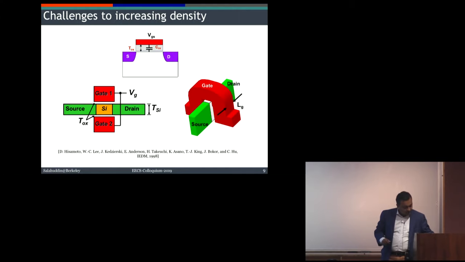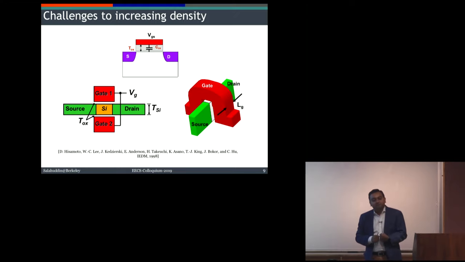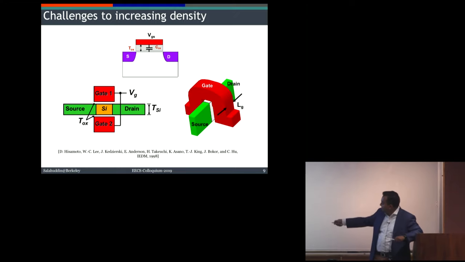Another way would be to effectively increase the number of gates. So if I thin down this channel and I can put another gate here, it will look like I have two gates now trying to control the channel versus one gate. And that way, my gate control goes up. So pictorially, that makes sense, except that building that device is not easy.